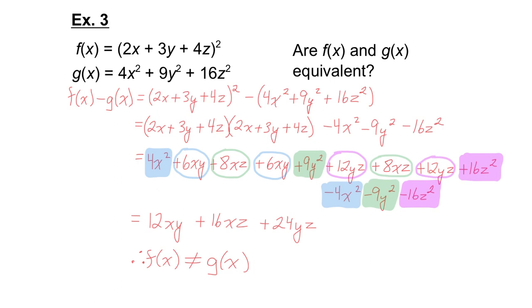12yz plus 12yz is 24yz. And then I have plus 16z squared minus 16z squared. Those cancel out. It's 0. So this is the simplified version. And I notice it's not equal to 0. So when I subtracted f of x and g of x, I ended up with something that was not equal to 0, which means those functions are not equivalent.